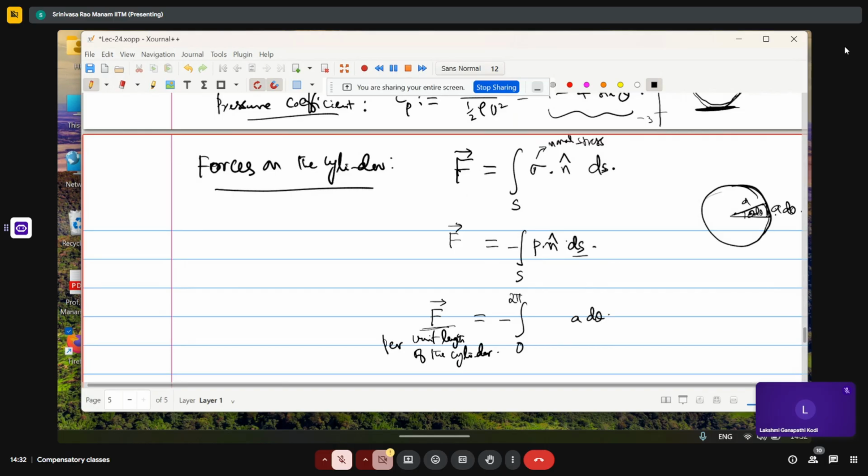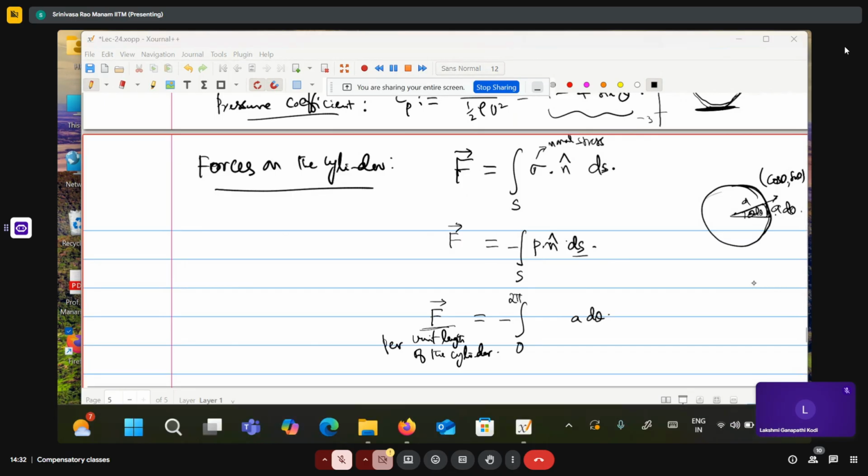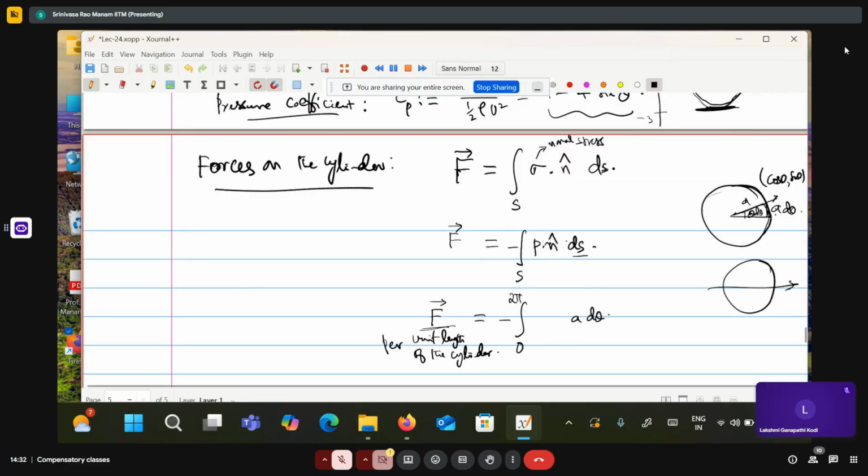P is the pressure. So now what is this p n? What is the normal here? Cos theta, sin theta, right? This vector is cos theta, sin theta, because in polar coordinates, isn't it? Yes, sir. So for example, this is your x-axis and y-axis, and this is your normal, so this is your theta. So this is your cos theta, sin theta. Okay, so that is your normal.